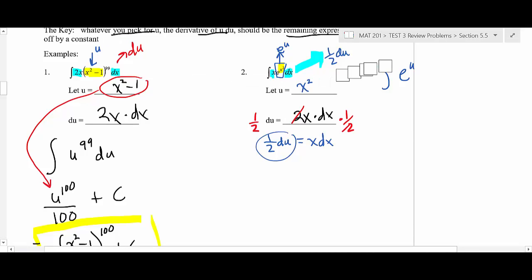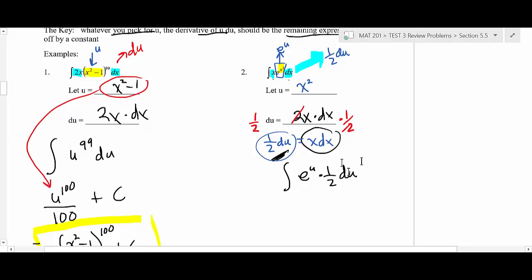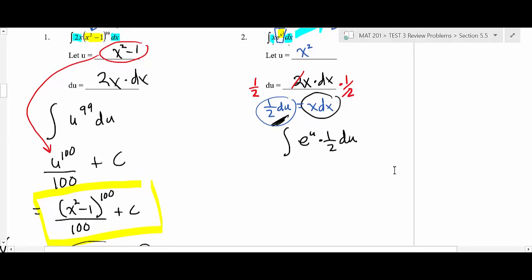Sometimes it just kind of goes right through students' heads the first time. Okay, we'll get it though. So here's what we've got. You have the integral of e to the u, that's what u was. U is x squared. Okay, the x dx, what is x dx equal to? 1/2 du. As long as everything's accounted for, then you've got a valid u substitution.